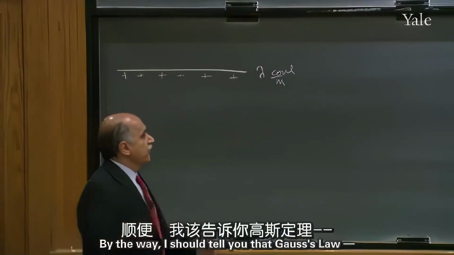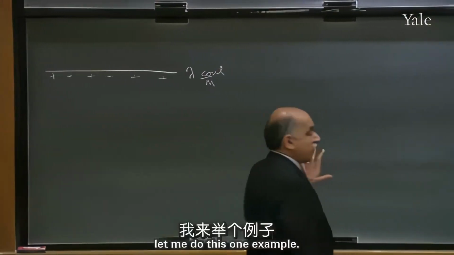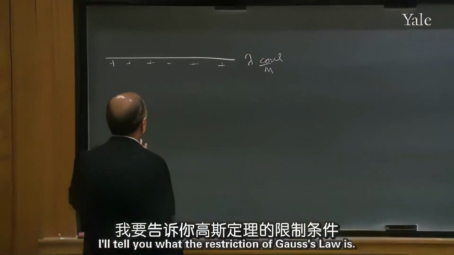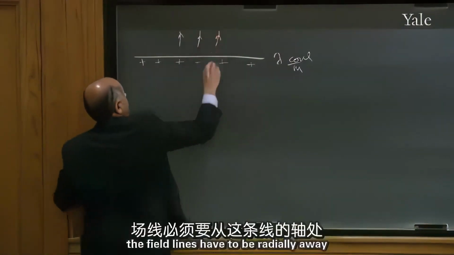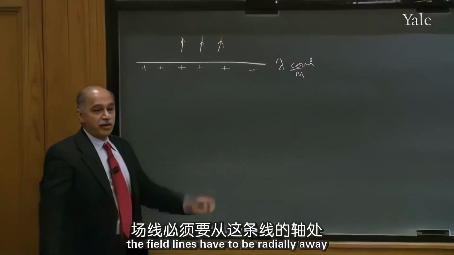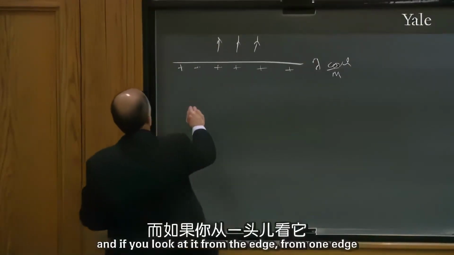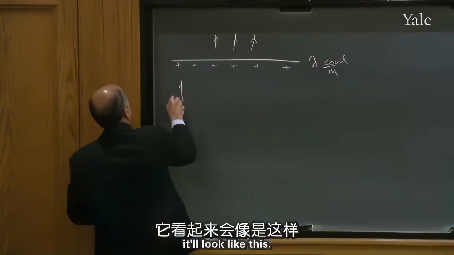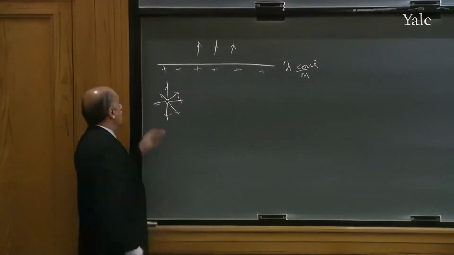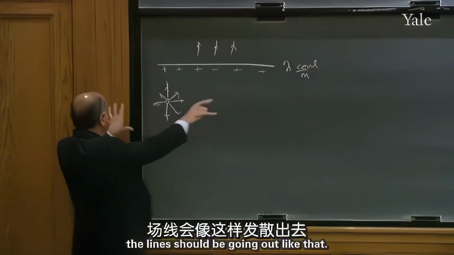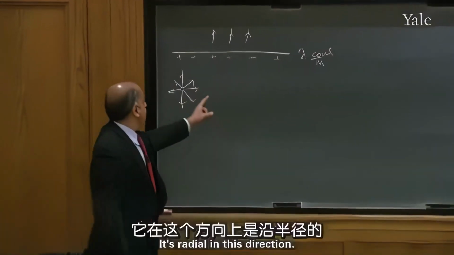By the way, I should tell you that Gauss's law, let me do this one example. I'll tell you what the restriction of Gauss's law is. So we come to this problem, and we can again argue by symmetry the field lines have to be radially away from the axis of that line. If you look at the wire from the edge, the lines should be going out like that. It's like a hedgehog, but it's cylindrical. It's not in all three dimensions. It's radial in this direction.